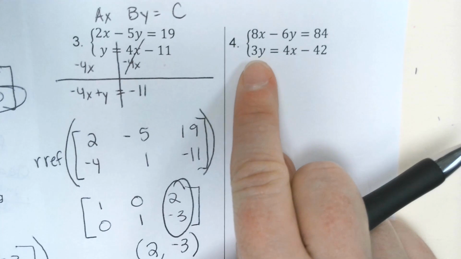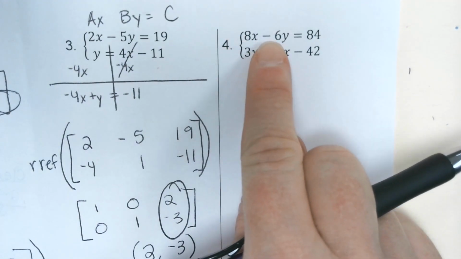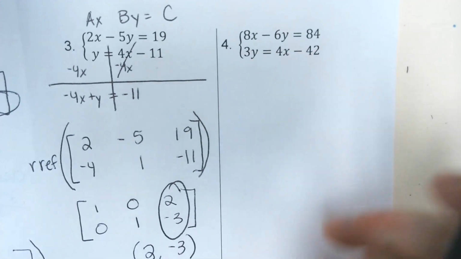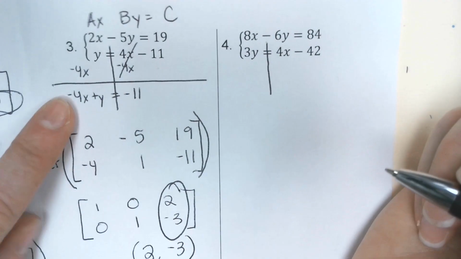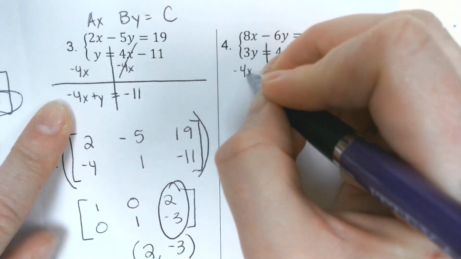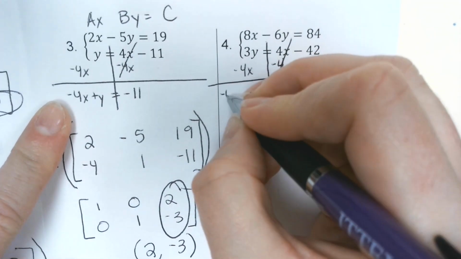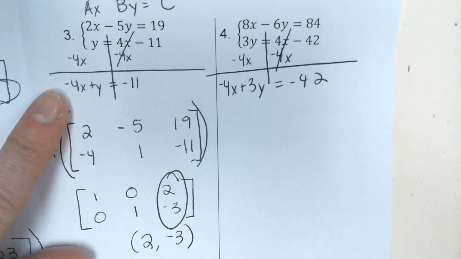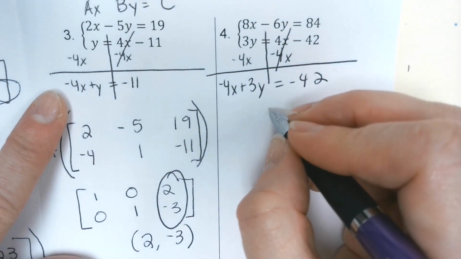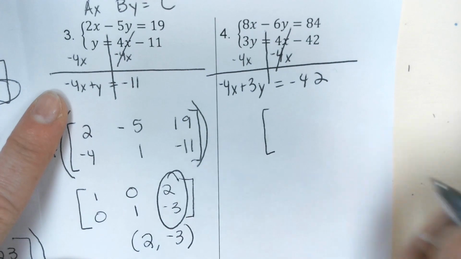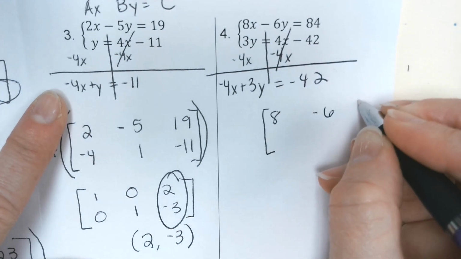Okay, let's do number 4. The first one is in the right form. Look at it. X, Y equals a number. Second one is not in that form. What do we have to do with the second one? Subtract negative 4x. So it's negative 4x plus 3y equals negative 42. I just rewrote it in standard form. Oh, so you don't even subtract anything? No, keep them all separate. So you just rewrite it? Rewrite. There's no actual math? Nope, no math.